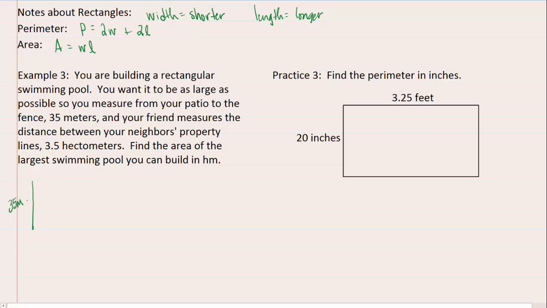Then your friend measures the distance between your neighbors' property lines, which is 3.5 hectometers. Find the area of the largest swimming pool you can build in hectometers. So, one of our values is already in hectometers. The other value will need to be converted into hectometers before beginning. Let's write down all of the prefixes.